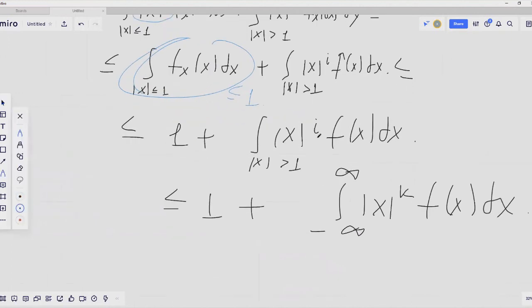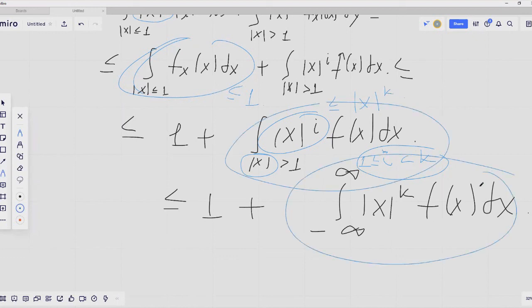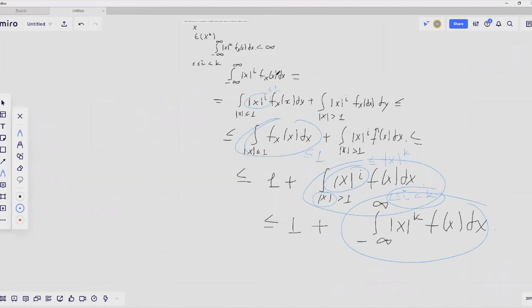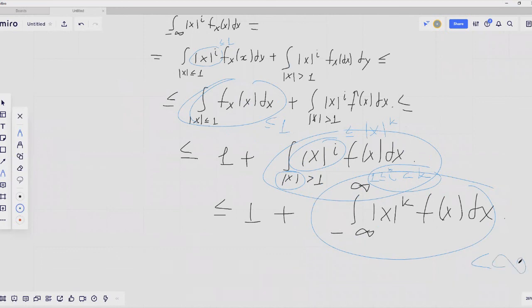Since i is from 1 to k and the absolute value of x is greater than 1, this value is going to be less than or equal to absolute value of x to the power of k, meaning that this integral is less than or equal to this one. So the sum of 1 plus this integral is less than or equal to this one. And this integral here is convergent. It is less than infinity, meaning that the sum of 1 plus this integral is also less than infinity, which was required to prove.